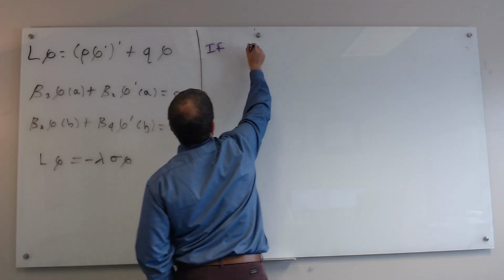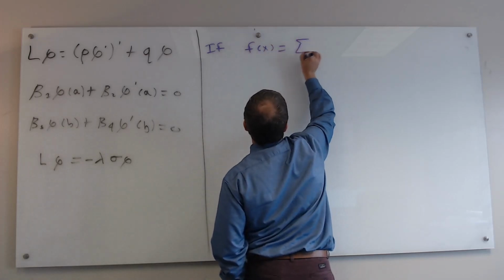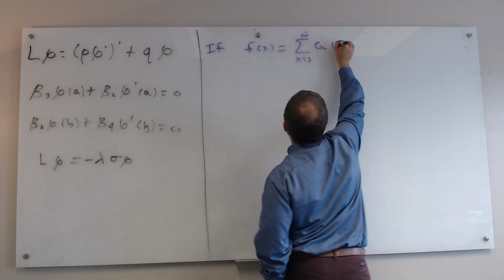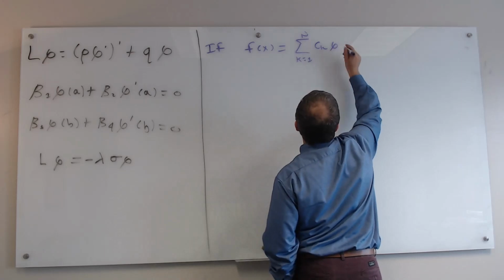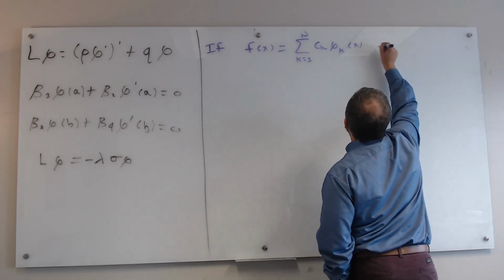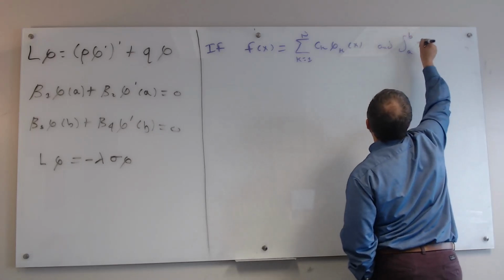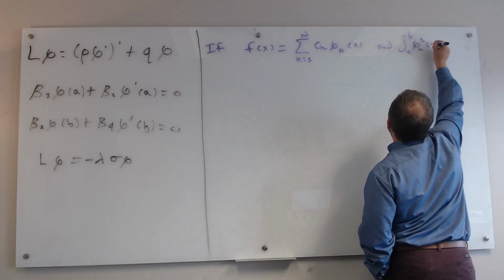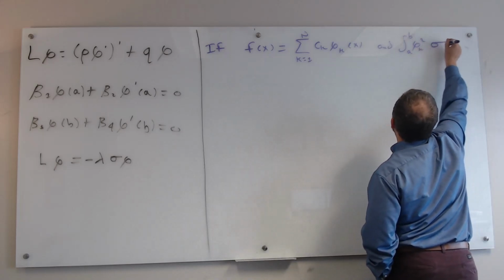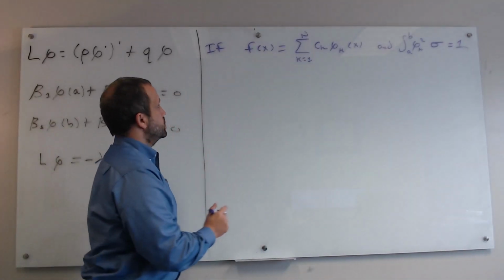So if we have some function f of x, and we know it is a linear combination of the eigenfunctions, so the sum from k equals 1 to n of c_k phi_k of x, and we're going to assume that we have normalized things so that the integral from a to b of phi_k squared, and so we're just going to divide the phi_k's by whatever we need to get this normalization.